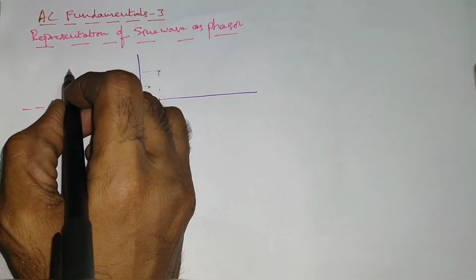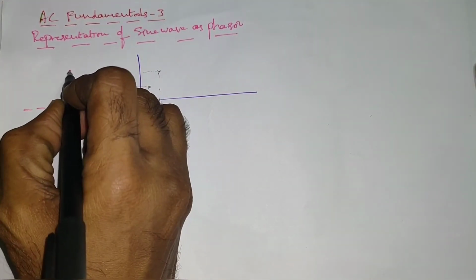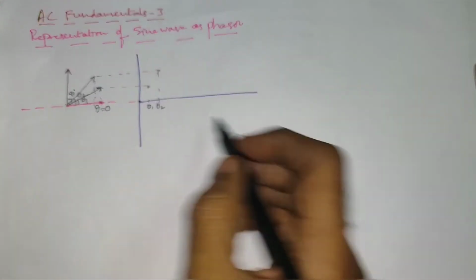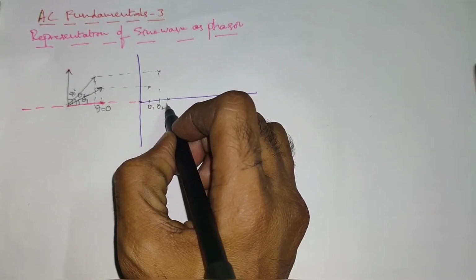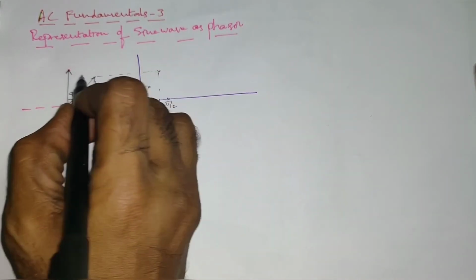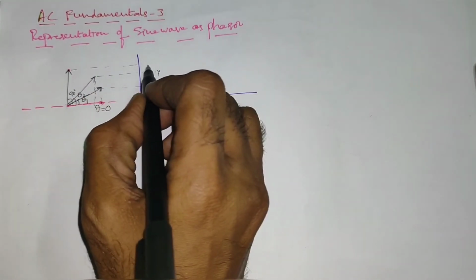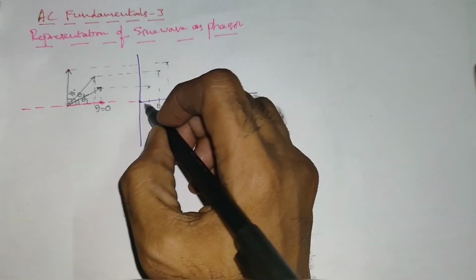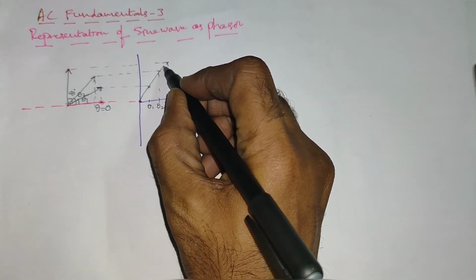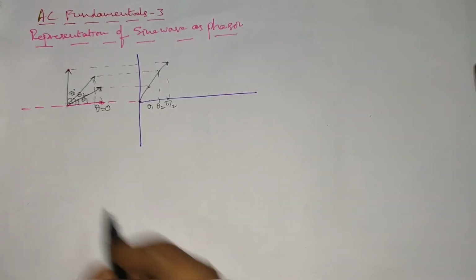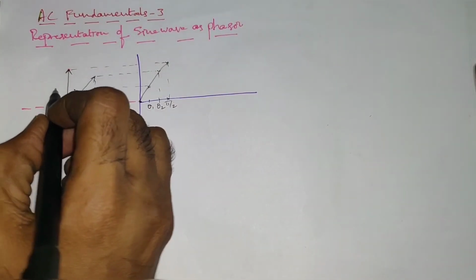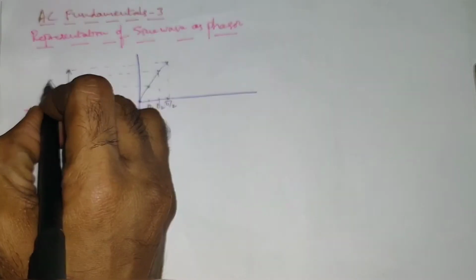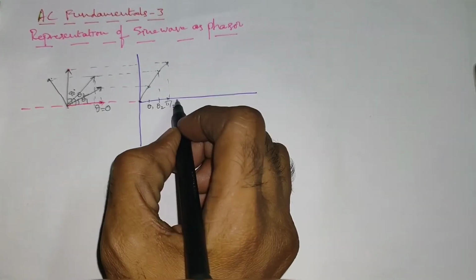It will have its maximum value when the vector moves through an angle of 90 degrees. So this angle will be 90 degrees, say this is pi by 2 or 90 degrees. We are going to have the maximum value of this y component. Like that, we are going to have the waveform generated in this fashion. And when the angle is further increased, the values are going to be repeated. So this is the y component.